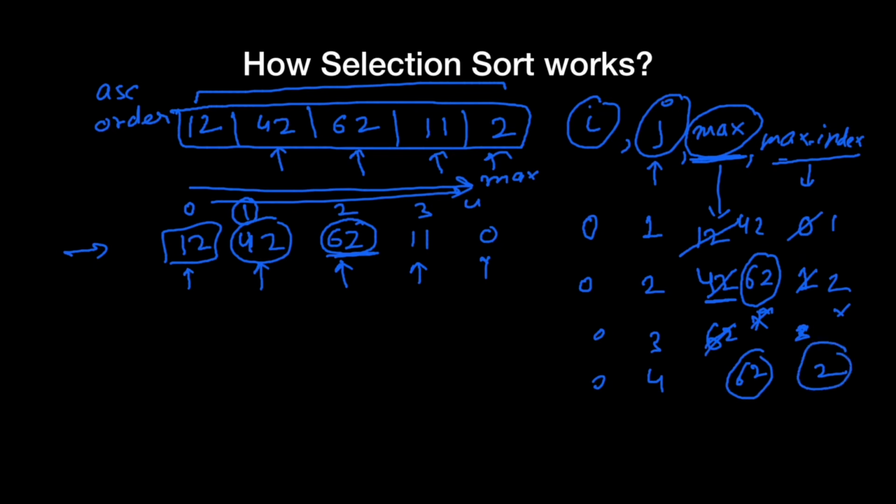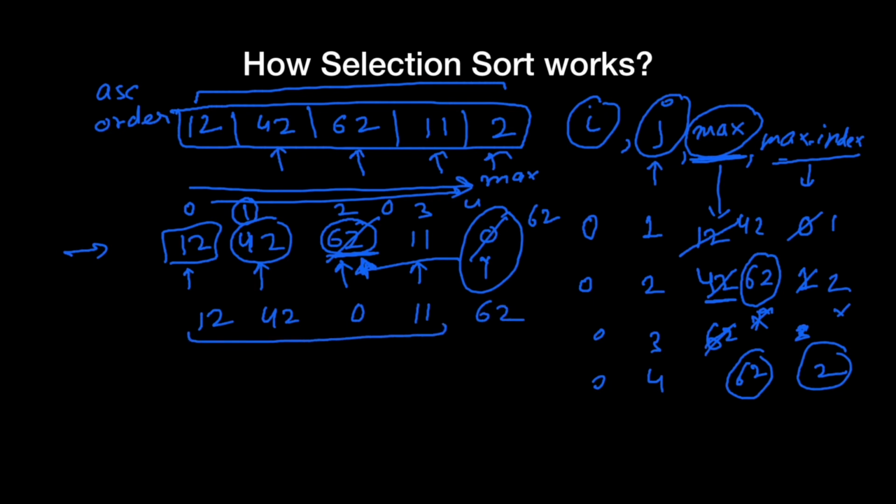Now what we go ahead and do is replace the last element with our max element, whichever that max is. So here we would make it 62 and here we will replace it with 0. So our array now becomes 12, 42, 0, 11 and 62. And now this is the unsorted part of the array and this is the sorted part.